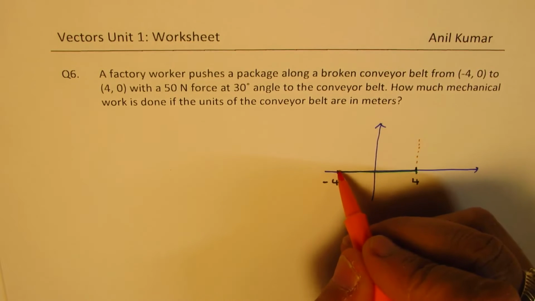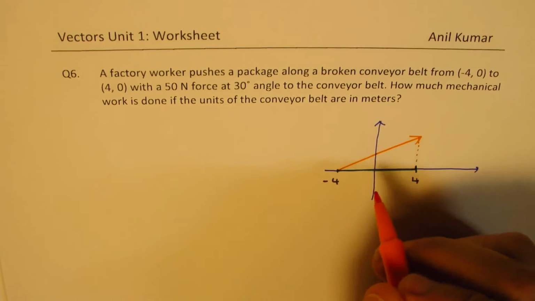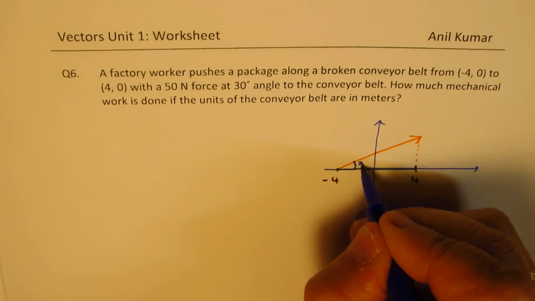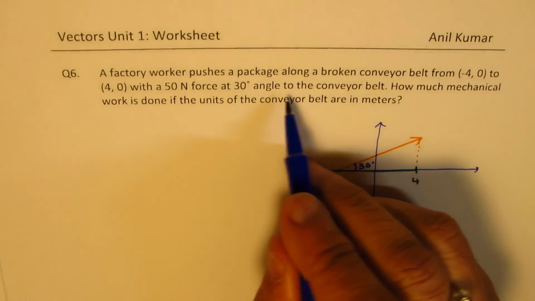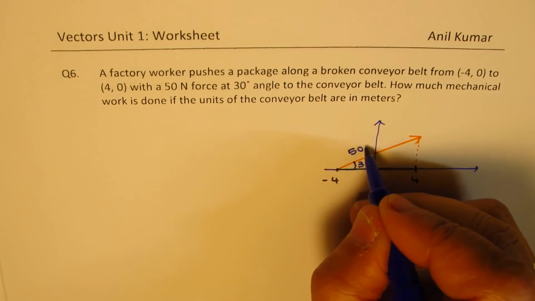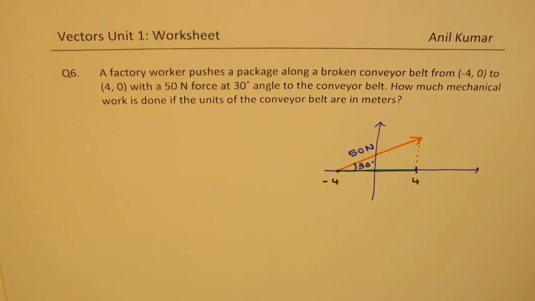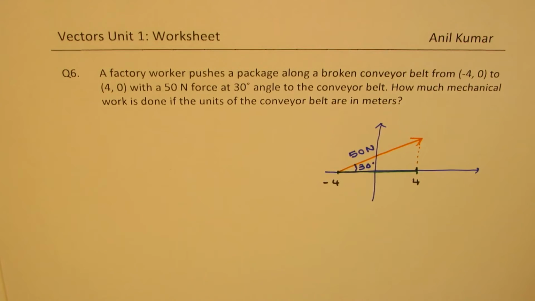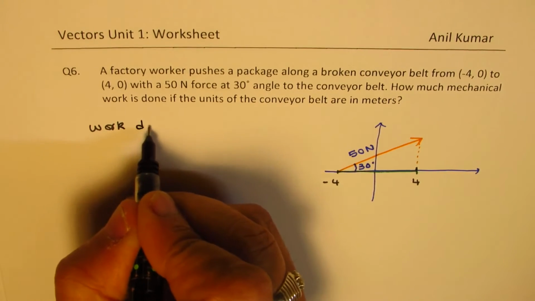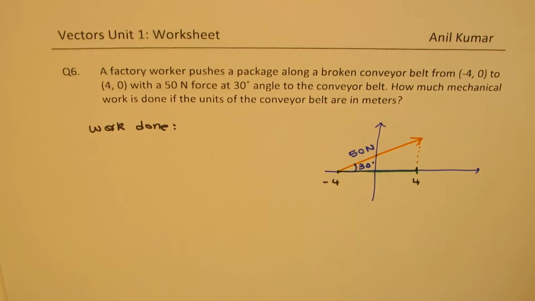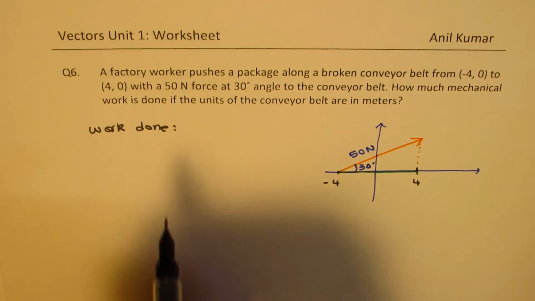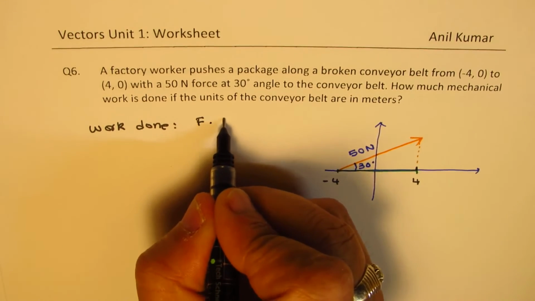Okay, so let us say that is the force, and this force is at an angle of 30 degrees to the conveyor belt, and that's the conveyor belt, right? And the magnitude is 50 newtons. We need to find the work done. So work done is the dot product, F dot S.